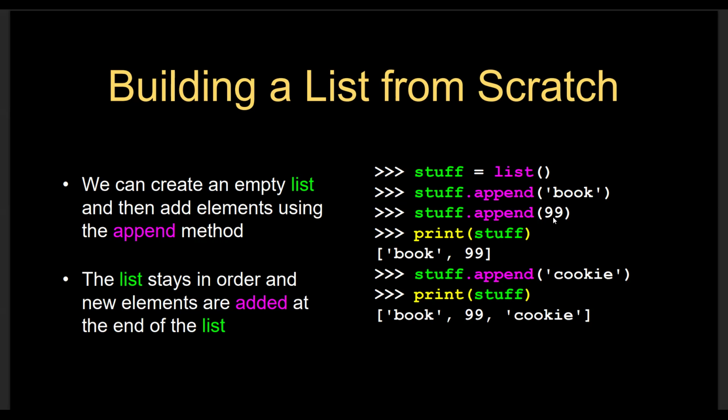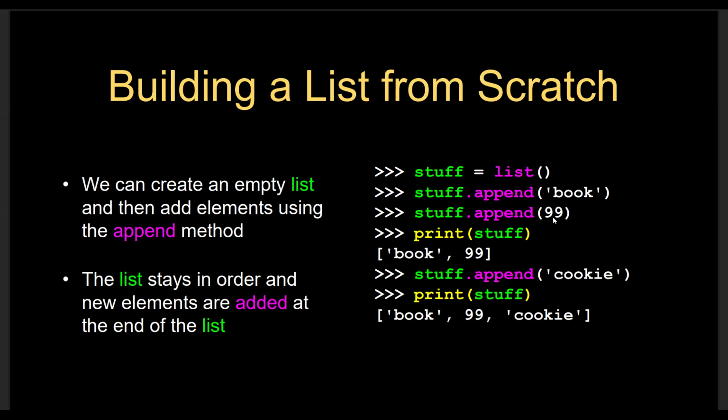After that, I am adding another element to this list. Whatever order we give, the same order will be followed. It means the new elements will be added to the end of the list. It means 99 will be added to the end of the list. After printing stuff, we will see book and 99. First we added book, and after that 99. Here 99 is the new element, that's why it is added to the end of the list.